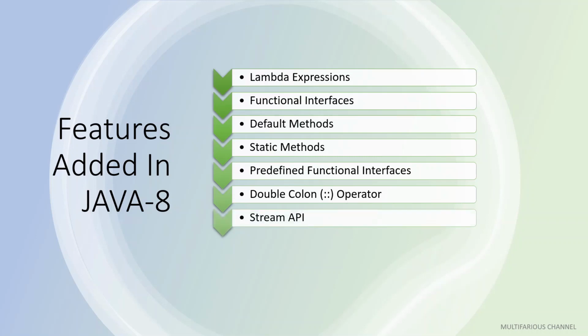Then comes the Stream API. The second most important topic of Java 8 is Stream API. With Stream API, bulk operations on collections become very easy. This is another most important and valuable concept in Java 8.